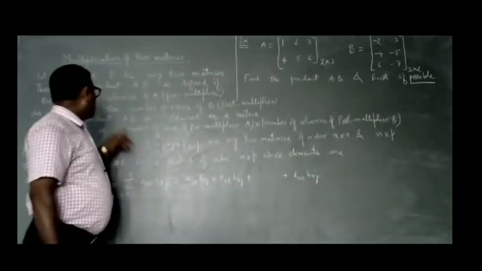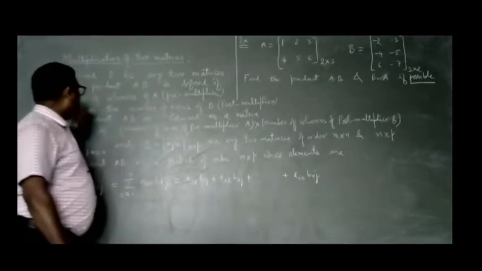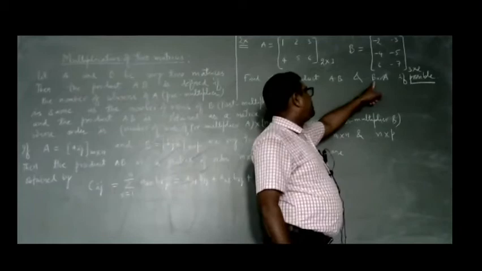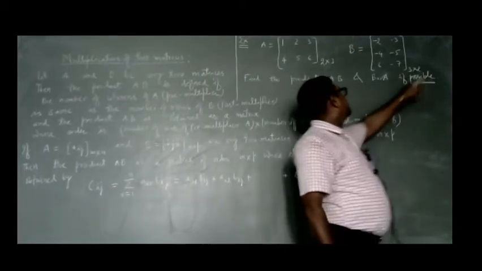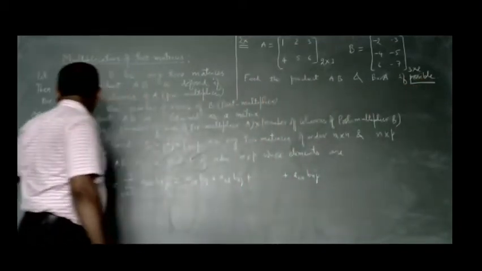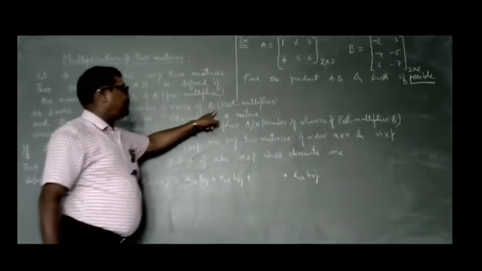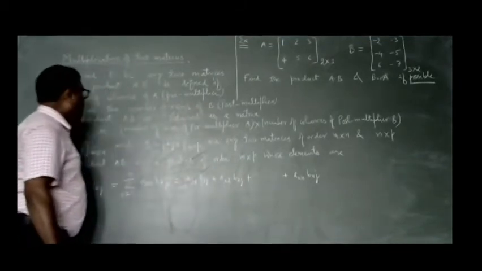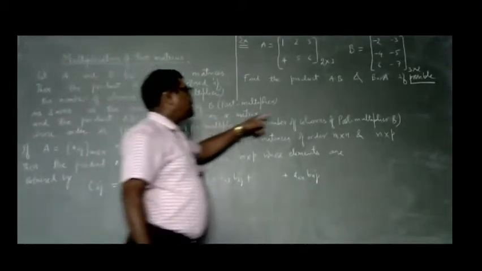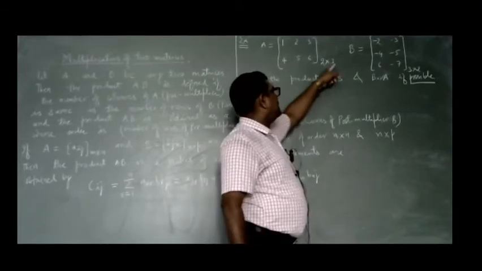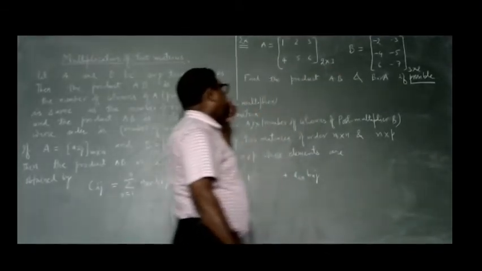Look at the definition. The number of columns of pre multiplier, meaning the number of columns of B, is 2. And it must be the same as the number of rows of post multiplier. Post multiplier is A and the number of rows of A is 3. So it is again possible to find BA.